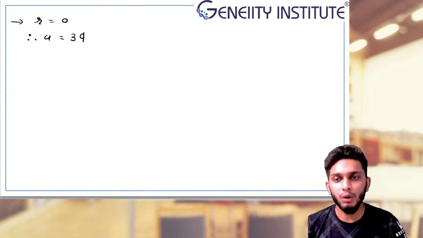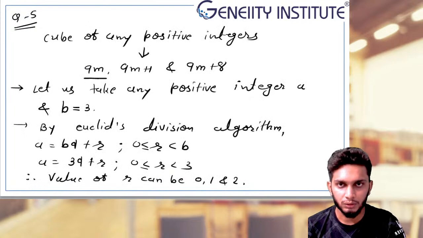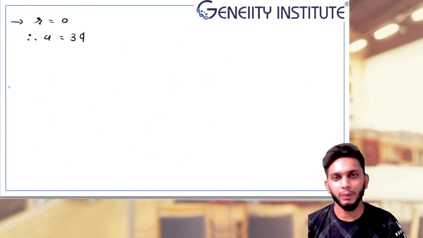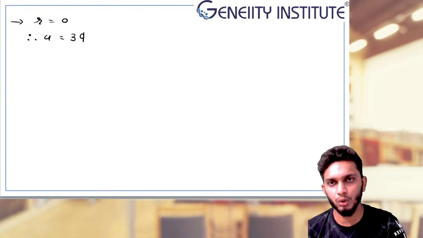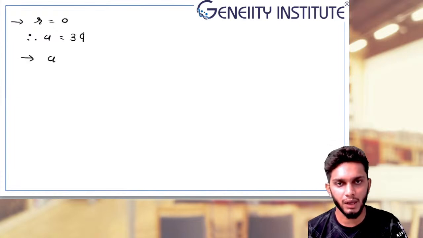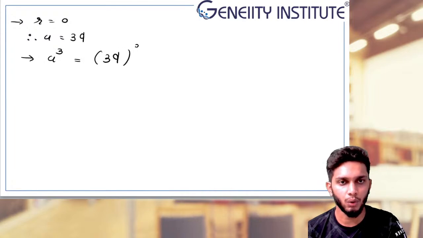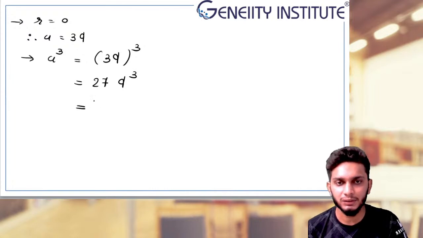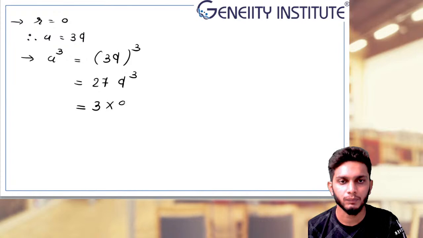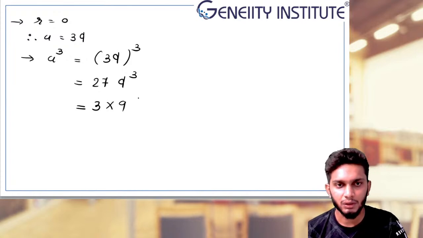Now we want the cube of this number. इसका क्यूब चाहिए, तो भाई जो भी नंबर मिले उसका क्यूब भी फाइंड करते जाओ साथ में. So a cube is equals to 3q whole cube. So you know that 3 cube is 27 and q cube.